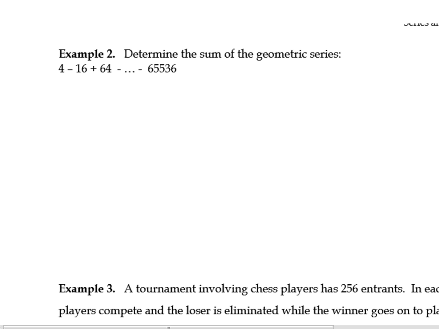Okay, this guy. What do we know? First term is 4. Common ratio is what? -4. It would be -4, right? Because the signs are switching each time. We don't know the number of terms, but we do know T of n, our last term. So we have to use the second formula.